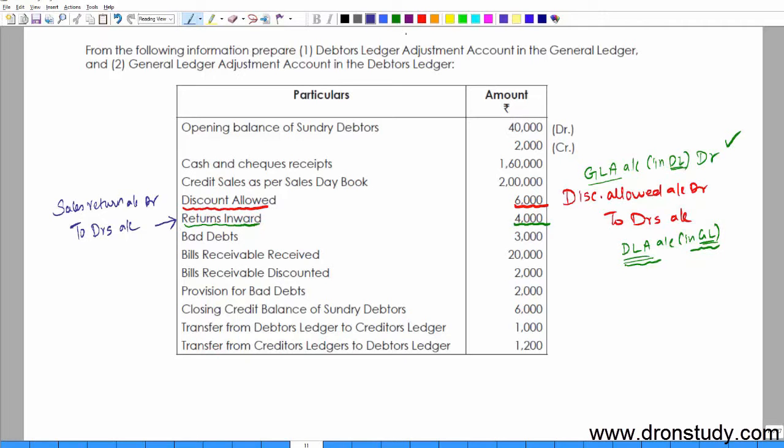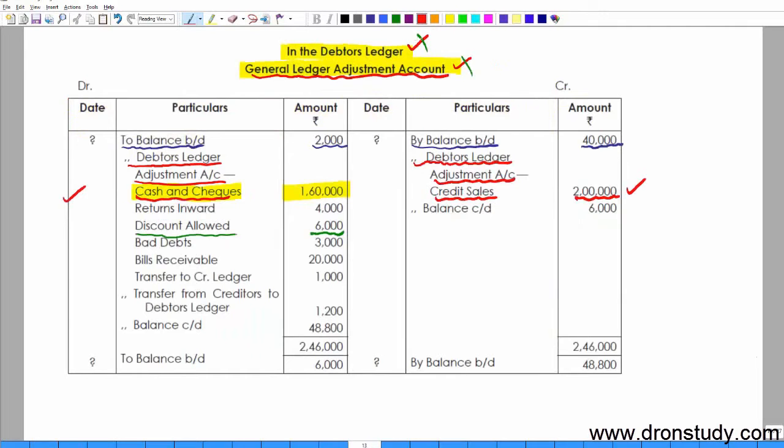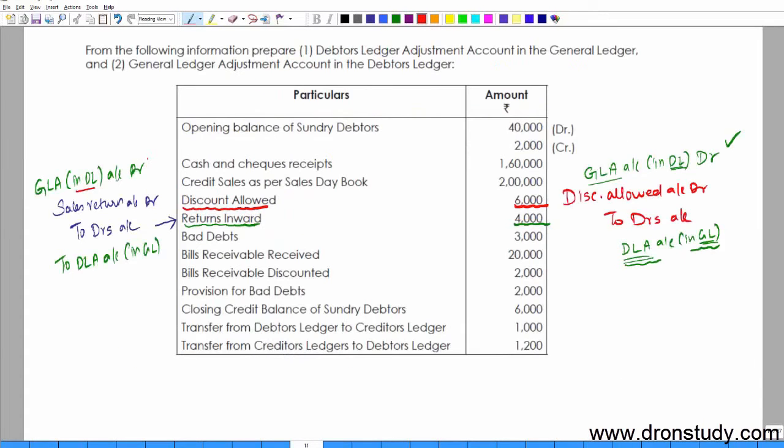In self-balancing, the entry is going to be general ledger adjustment in debtors ledger account should be debited, and credit should go to debtors ledger adjustment account in general ledger. Okay, so now let us first give the debit effect. What is the debit effect? We have to go to debtors ledger and debit general ledger adjustment account. So let's go to debtors ledger. So this is the debtors ledger. Let's give the debit effect, that is returns inward 4,000. So we have given debit effect.